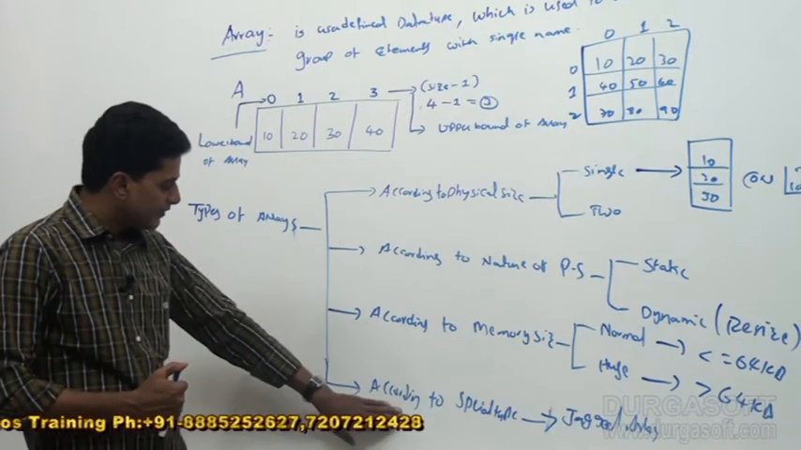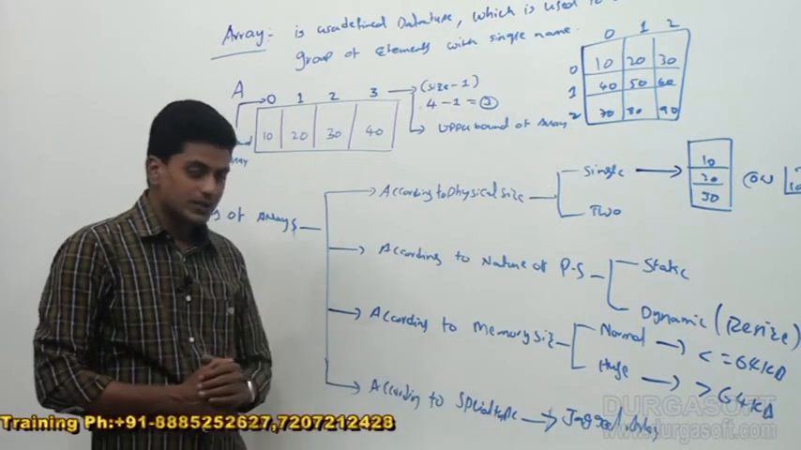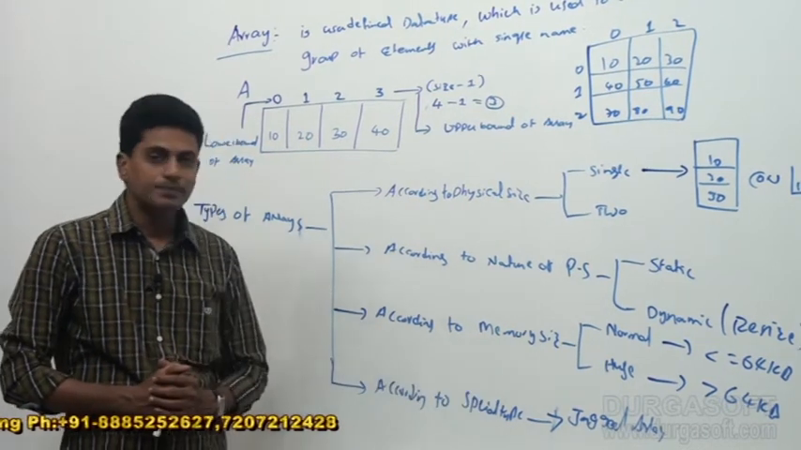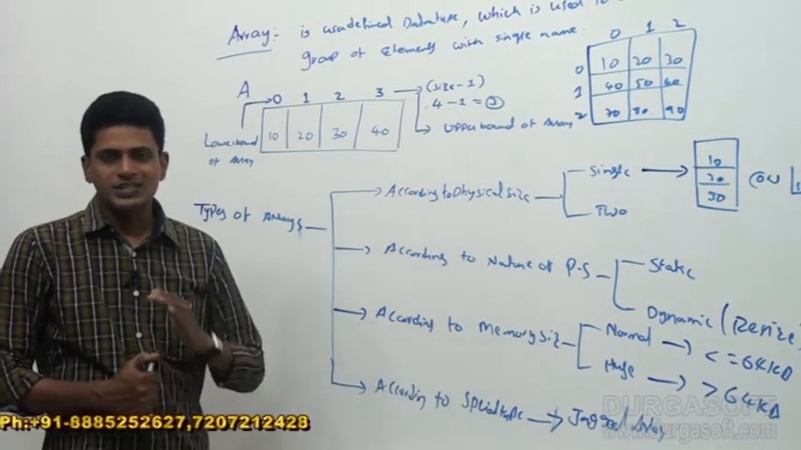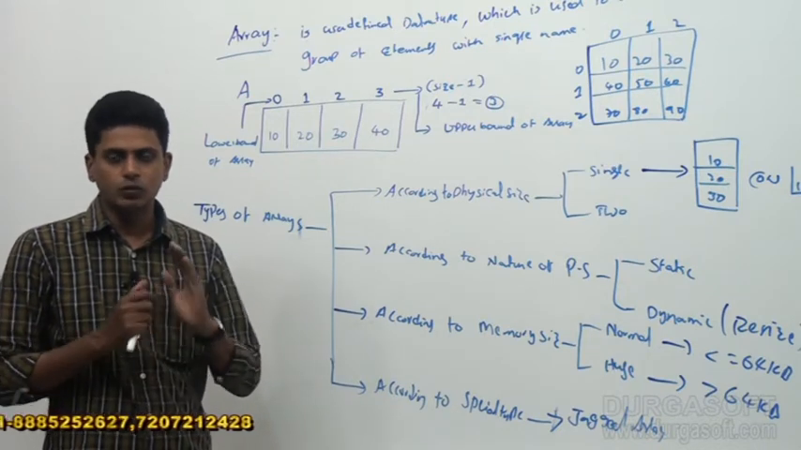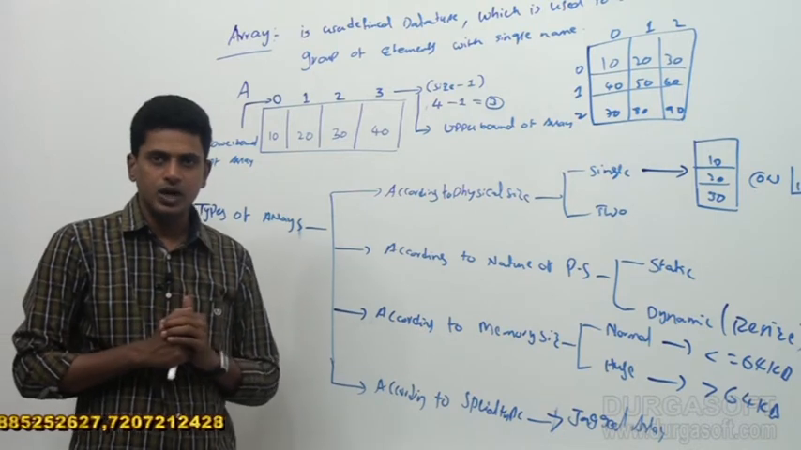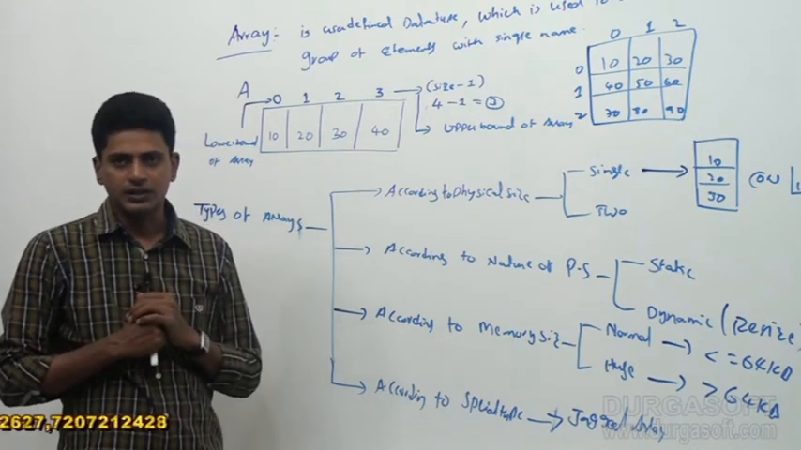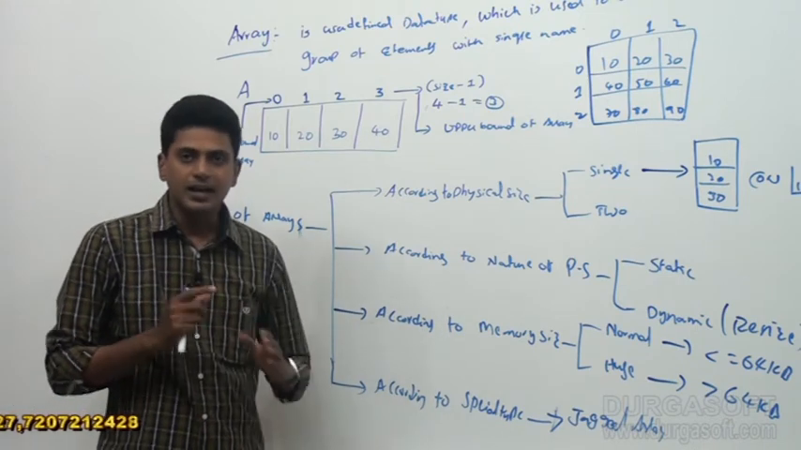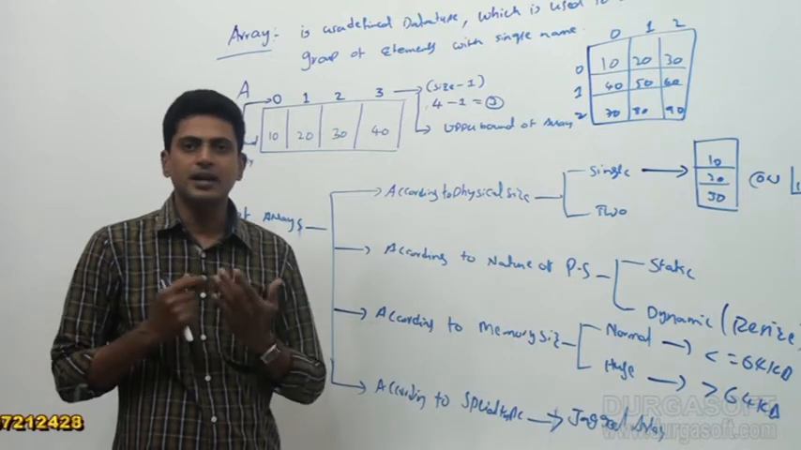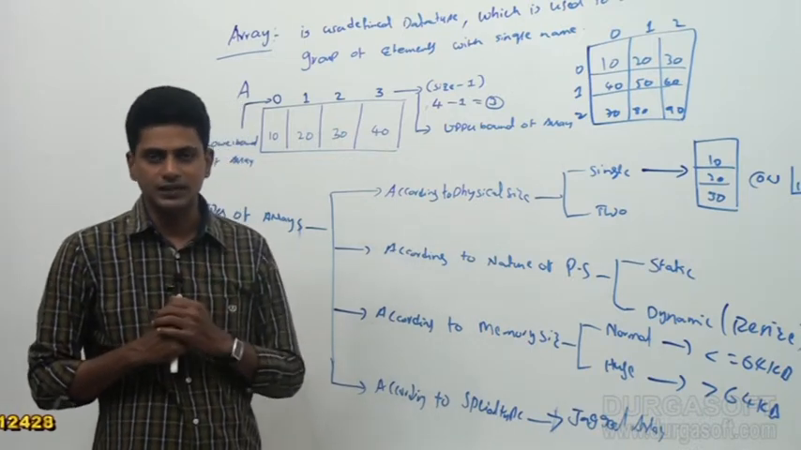Then finally, according to special category type, arrays can be of only one type, called a jagged array. A jagged array means an array which contains one more array within it, or an array of arrays. What do you mean by a jagged array? An array which contains one more array within it, or an array of arrays, is called a jagged array.